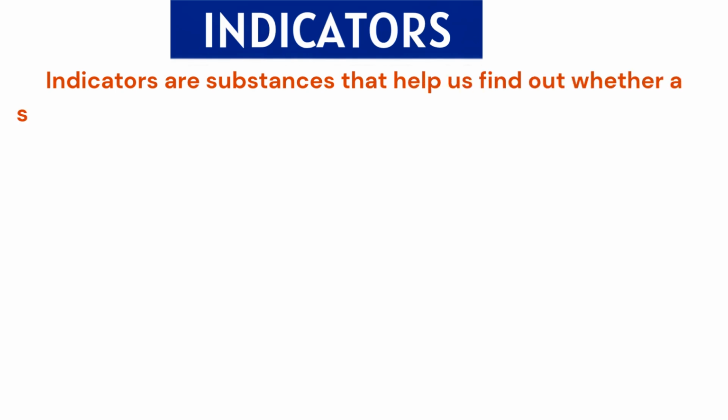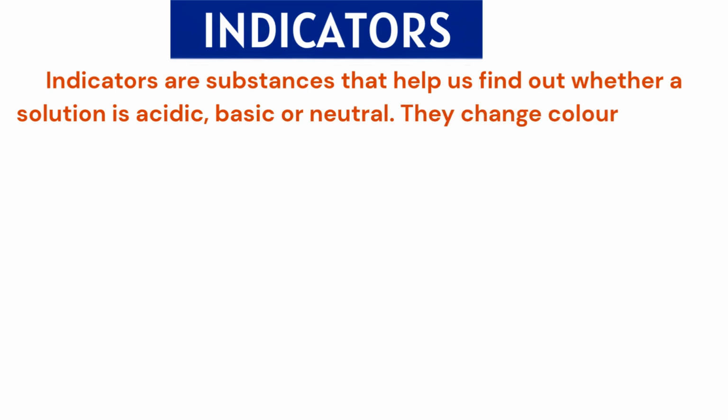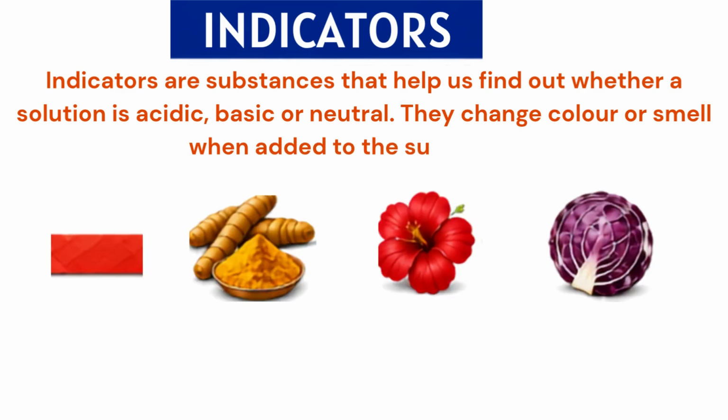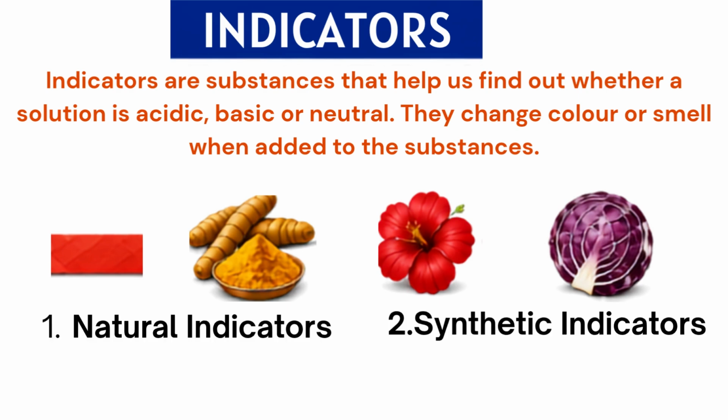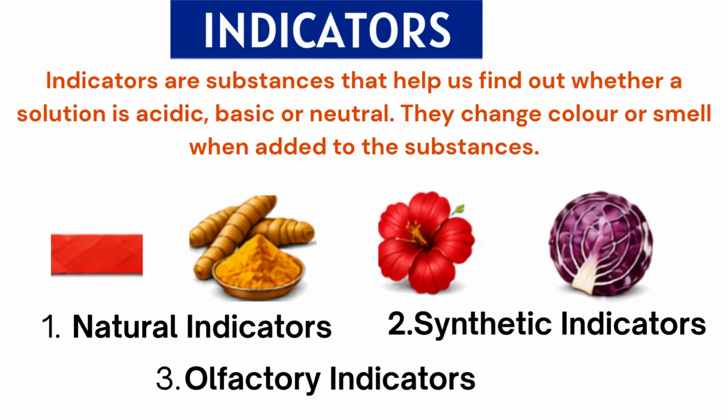Now we will study a very important topic of this chapter, which is indicators. What are indicators? Indicators are substances that help us find out whether a solution is acidic, basic or neutral. They change color or smell when added to the substances. There are many indicators. Three types of indicators are: first is natural indicators. Second is synthetic indicators, which are man-made indicators. And third is olfactory indicators. In this video we'll study some natural and olfactory indicators.